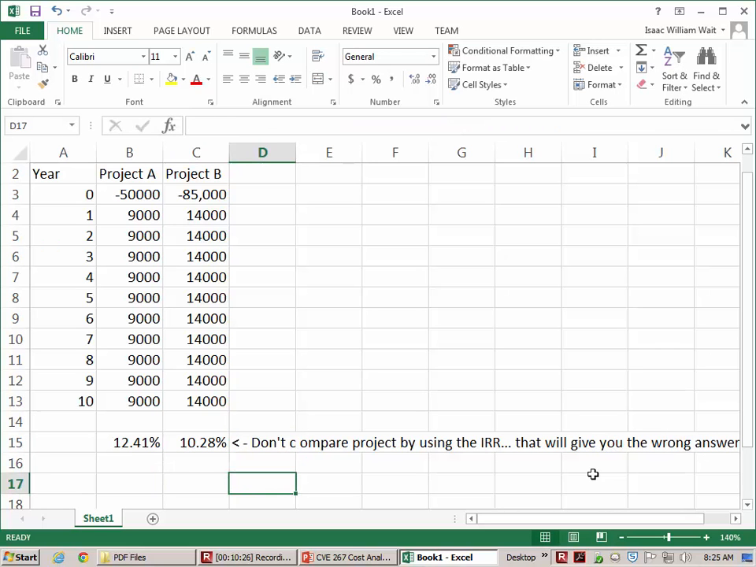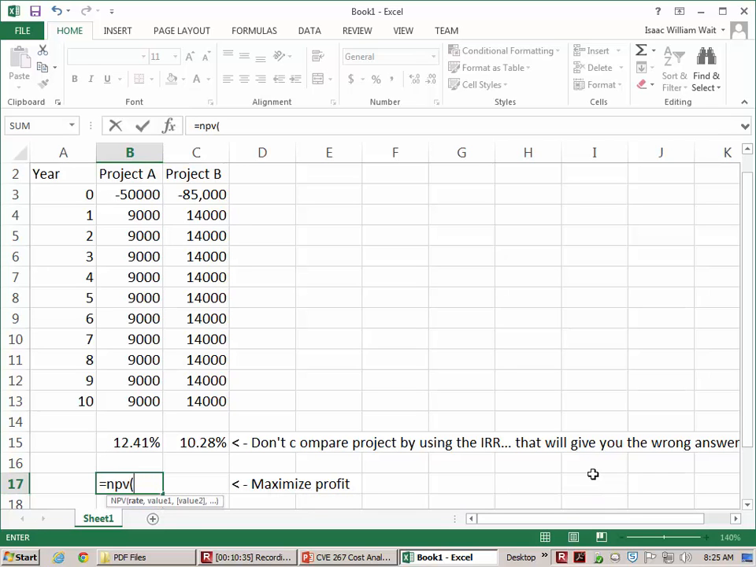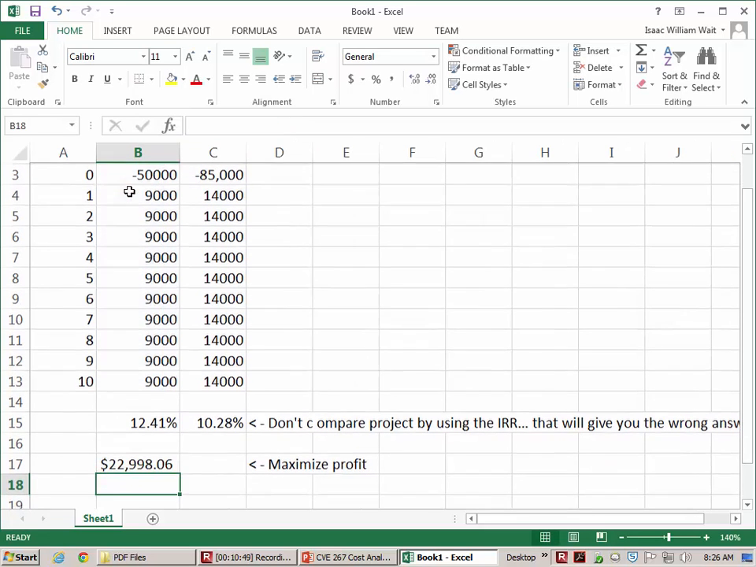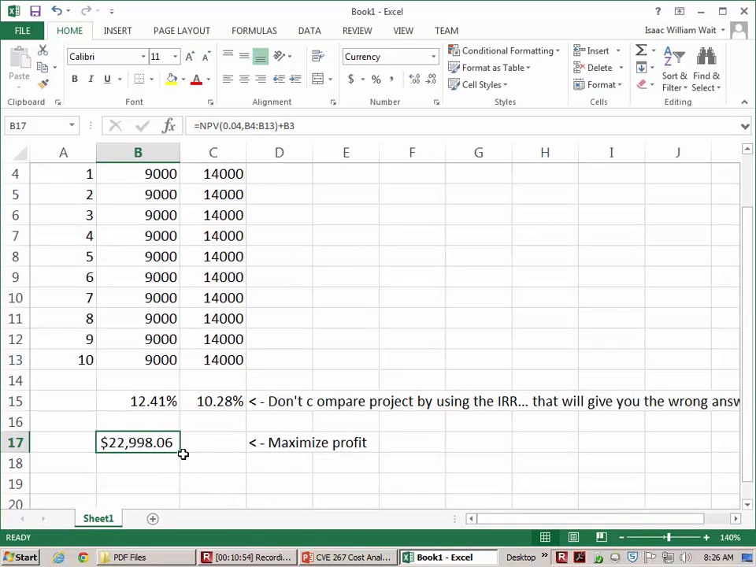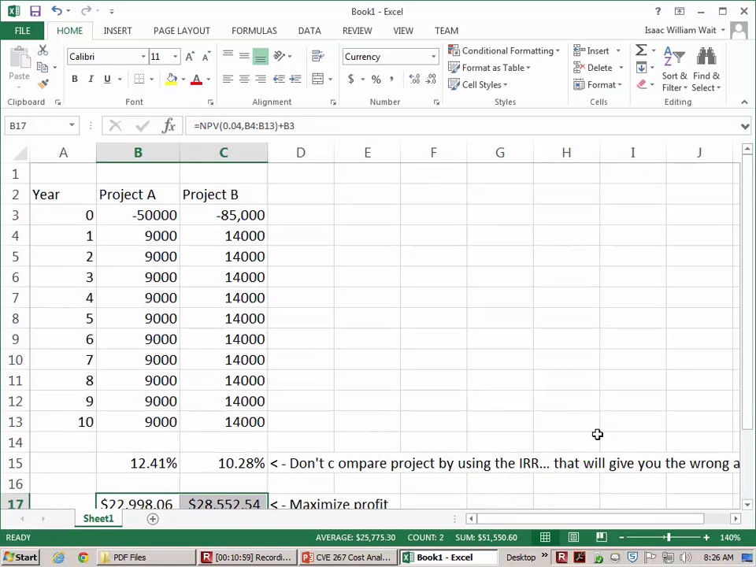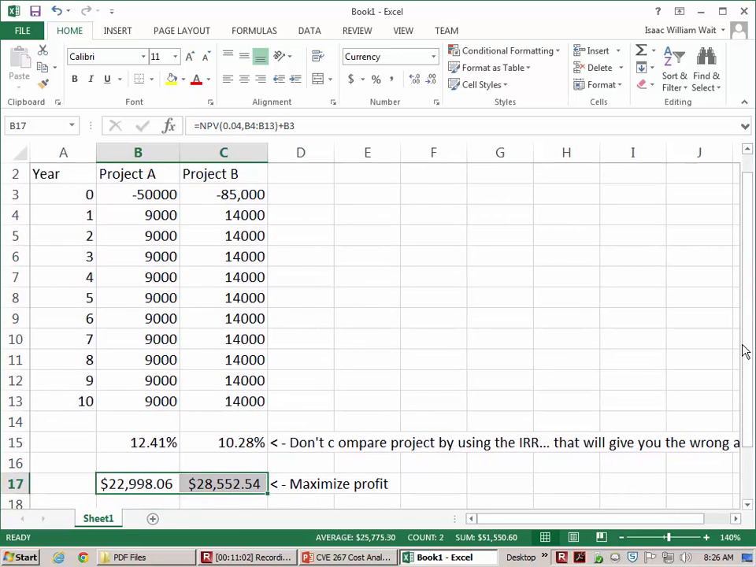All right, so the right answer is maximize profit. So equals NPV at 4%, our interest rate, and we do it only with these values that are in the future, and then I'm going to separately add the amount that's already in the future. So that should be the answer for the present value of project A, and we'll do the same thing for project B. Everybody, when I was walking around, got these numbers. You're pretty good at finding present values now. It's second nature to you.